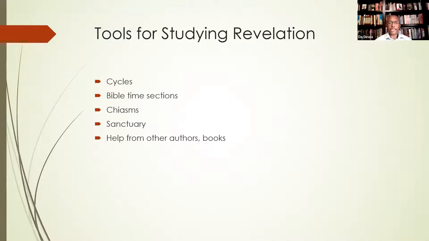And then the last pattern that we'll be using is the sanctuary. The pattern of the sanctuary is what we'll look at in the next session that we have in January, where we look at how the book of Revelation is written in the form of the sanctuary, because without that fundamental understanding, I don't think we can get a full understanding of the book of Revelation. And then, of course, we'll be looking for help from other authors and books so that we can stand on the shoulders of those who have gone before us.